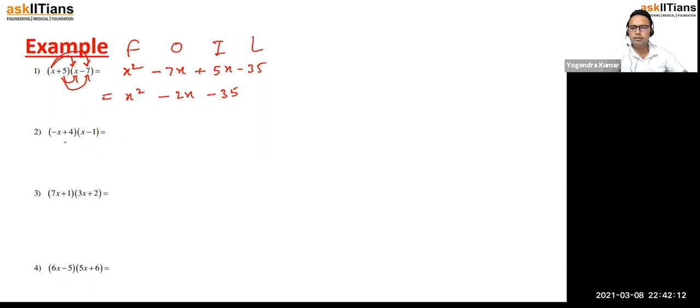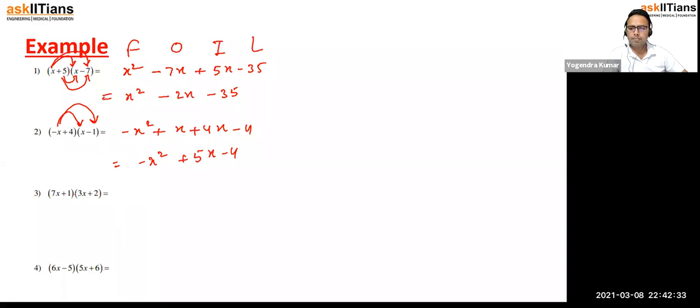So this is first, outer, inner, last, right? Like that. So here minus x, you will multiply here, you will multiply here. So minus x square, then minus minus plus x, then here 4x and minus 4. So what is the answer we are getting? x square plus 5x minus 4.